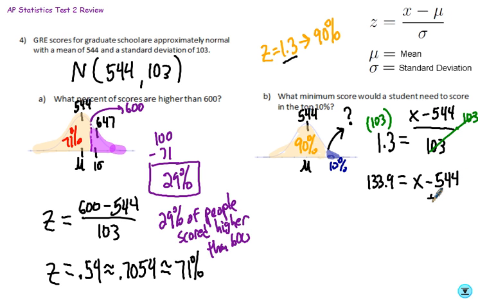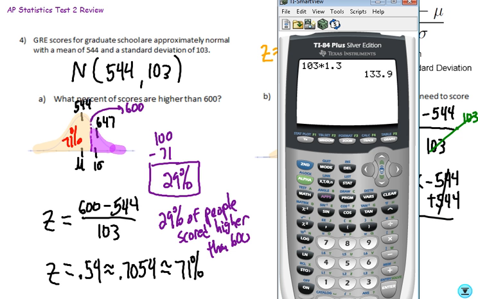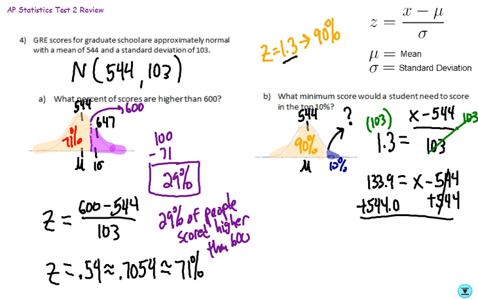And then I'm just solving for x. So I'm going to add 544 to both sides. Okay, let's add that up. So 133.9 plus 544, and I get 677. Let's just round it to 678. So x is approximately 678.